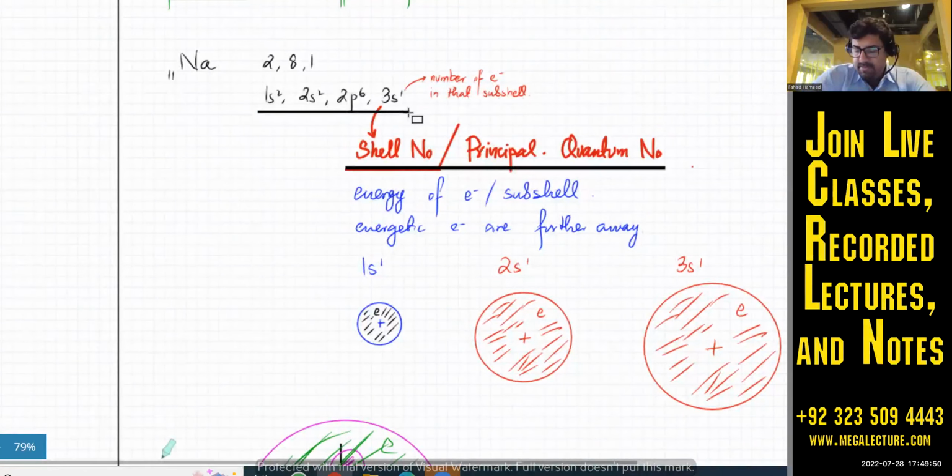So we'll do this tomorrow, okay? Like how do I figure out fluorine's electronic configuration, or how do I figure out aluminium's electronic configuration? Okay? Is everything clear? Yes sir.